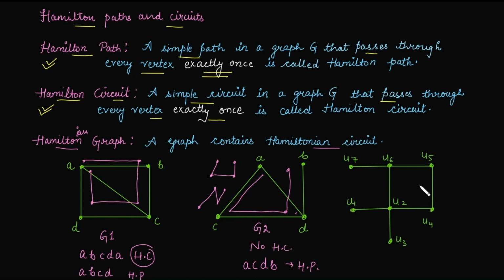Now what about the last one? Can you cover each and every vertex exactly once? Let's try that. Starting from U7 to U6, then U5, U4, U2, now U2 to U1. But we cannot cover the U3 vertex. If you try another way, still you will not get a Hamilton path. So there does not exist a Hamilton path, and there is no Hamilton circuit either.